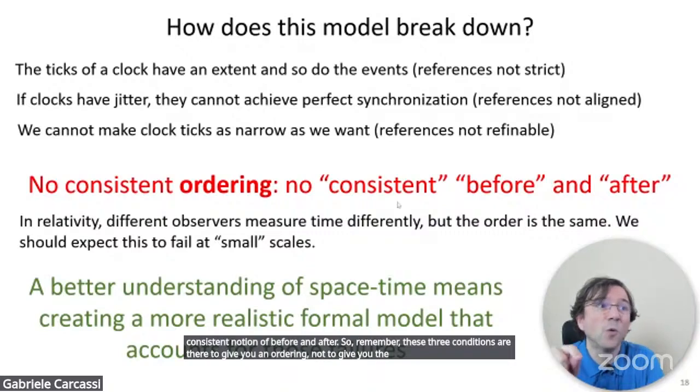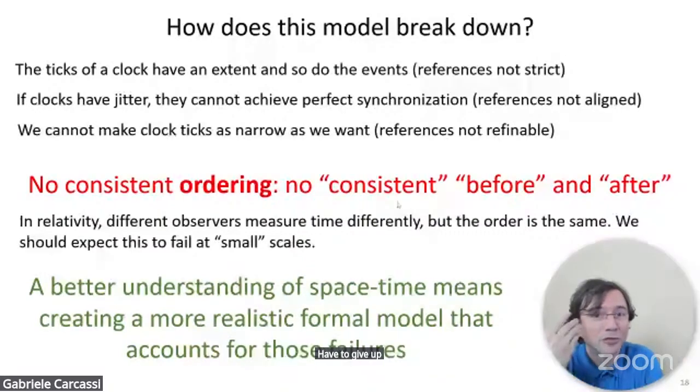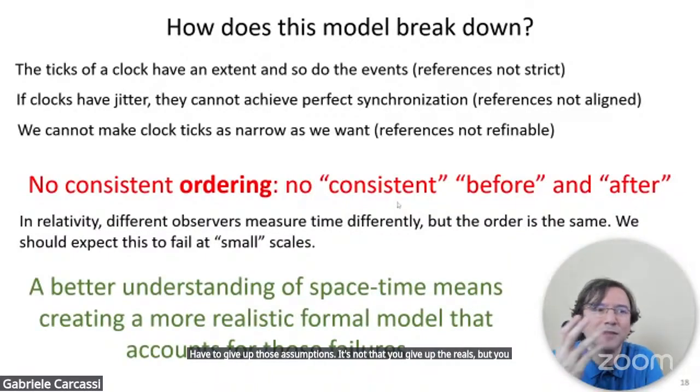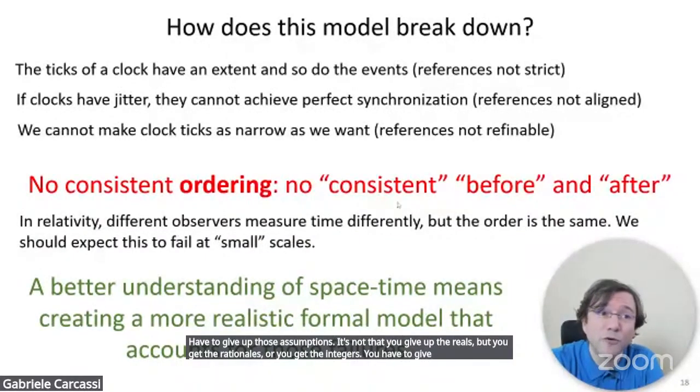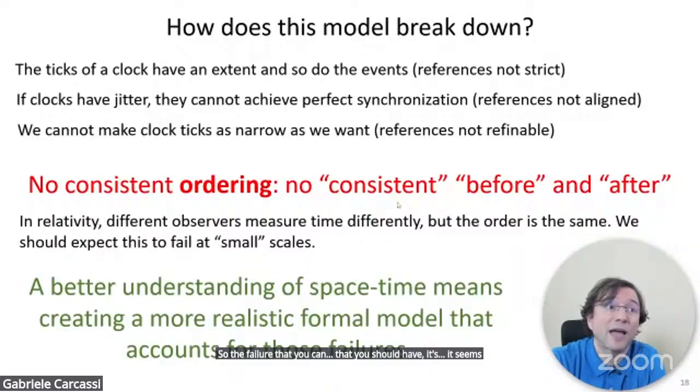So remember, these three conditions are there to give you an ordering, not to give you the reals. So what happens is that if you have to give up those assumptions, it's not that you give up the reals, but you get the rationals or you get the integers. You have to give up the notion of ordering. So the failure that you should have seems to be a lot more catastrophic.